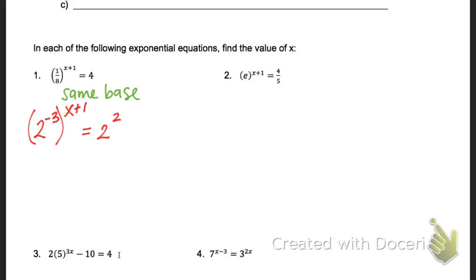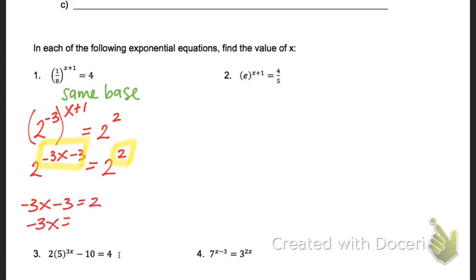So what do I do next? Well, what do I need to do with that negative 3? Distribute it. And then what gets set equal to each other? Good. So 2 and then negative 3x minus 3. So you get x equals negative 5 over 3.